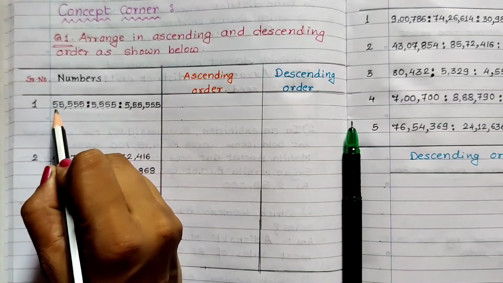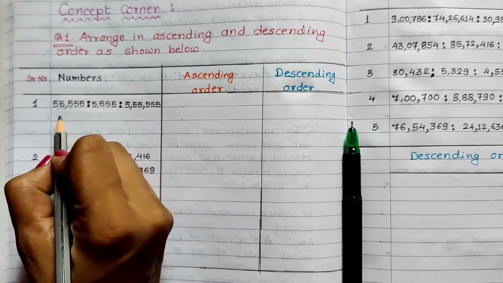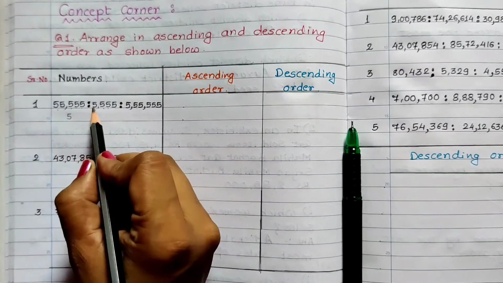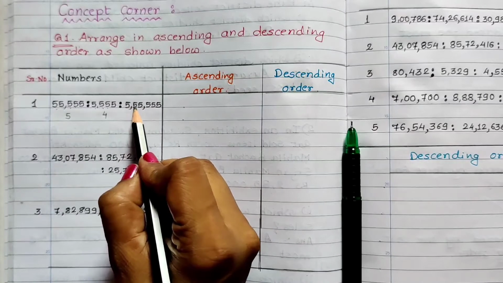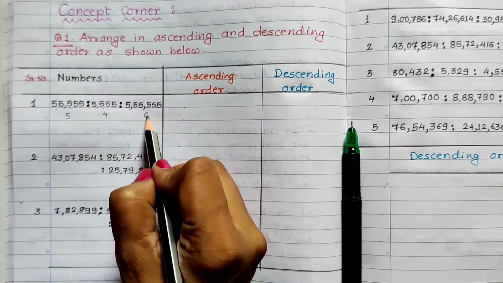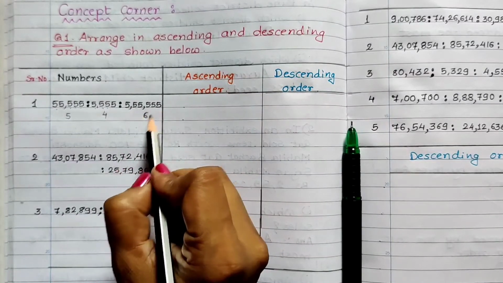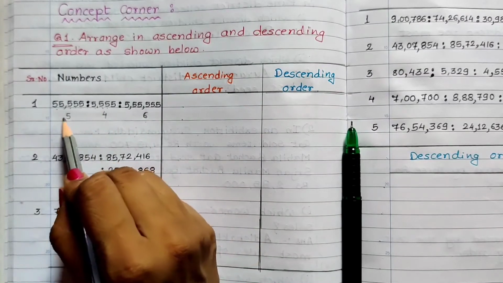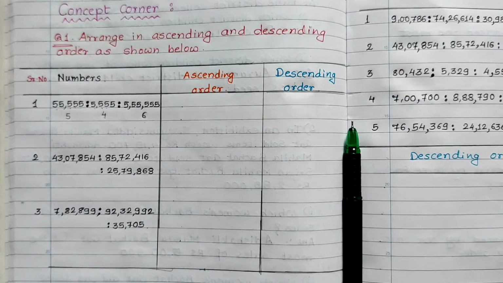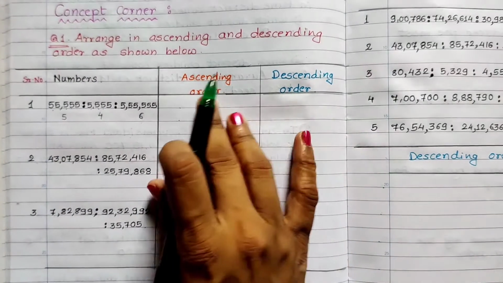First number, let us count: 1 2 3 4 5. 5 digits are there. Second number: 1 2 3 4. 4 digits are there. Third number: 1 2 3 4 5 6. 6 digits are there. So this 6-digit number will be the biggest, the 4-digit number will be the smallest, and this 5-digit number will be the middle number. Okay, so let us write from smaller to bigger.